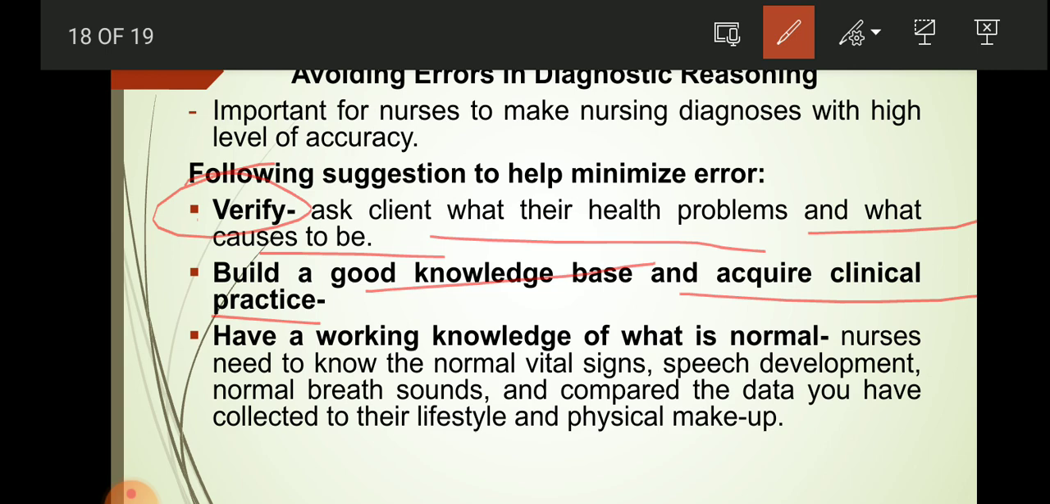Of course, you have to remain a teachable person, like you have to receive a proper training, a proper theory, a proper demonstration prior to immersing you to the actual scenario, and have a working knowledge of what is normal. That is why student nurses should learn what are the normal ranges of vital signs. Na-discuss na ba na ninyo?